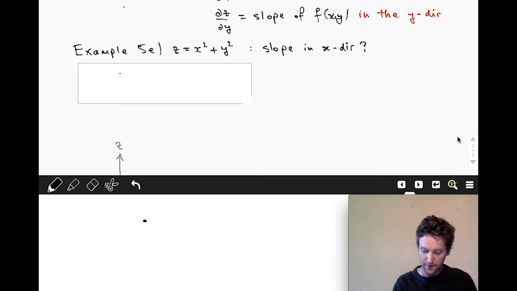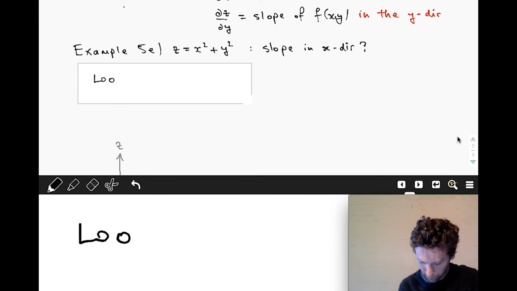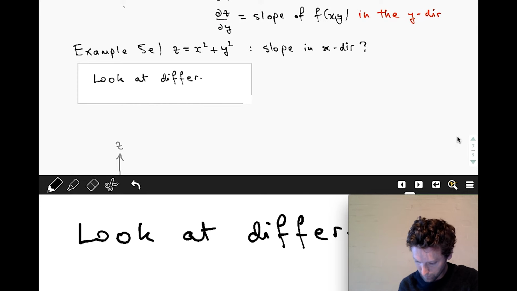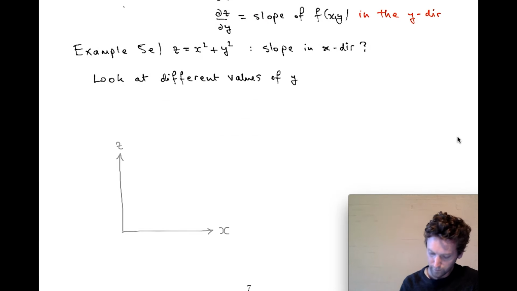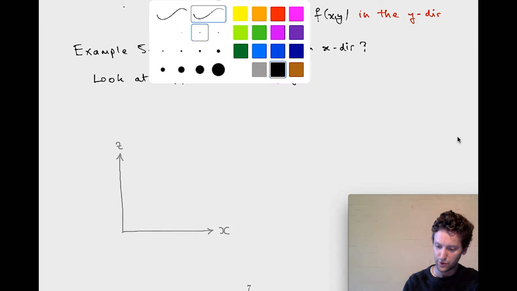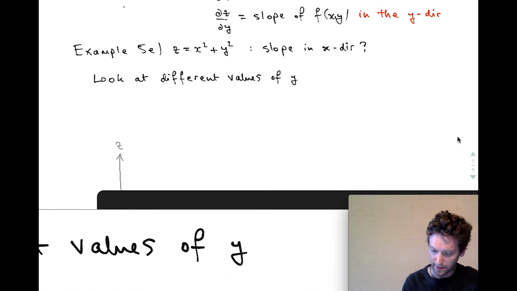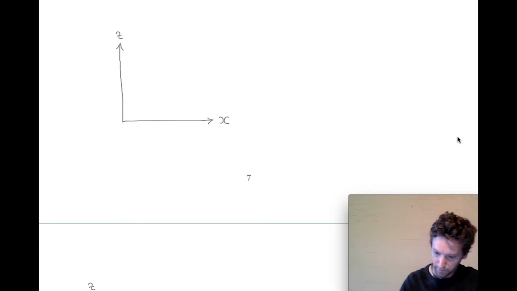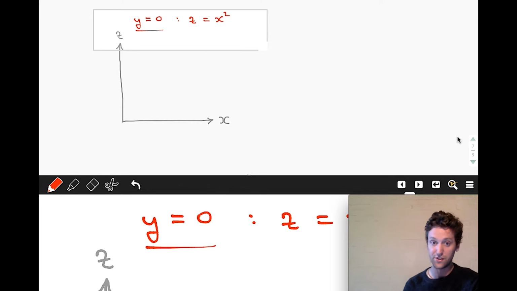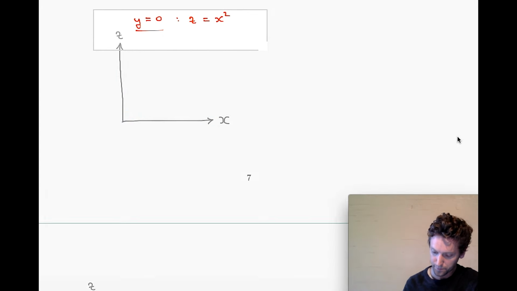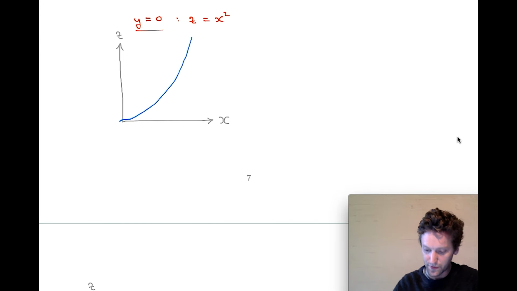The way that we're going to try and answer that question is by looking at different values of y. So for example, let's start off by looking at y is equal to 0. What does my function look like in that case? When y is equal to 0, my function z is equal to x squared plus 0. That's now just a function of x only, so I can draw it in just 2 dimensions. It's going to be a simple parabola, as we've seen.